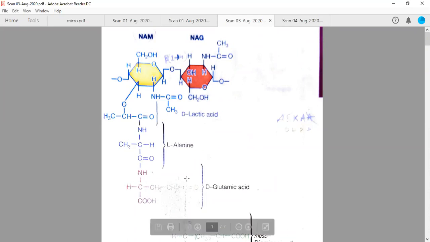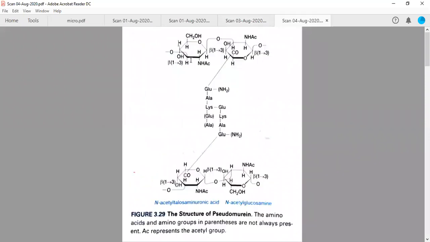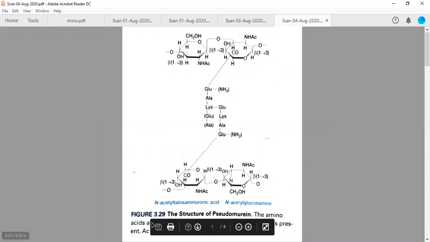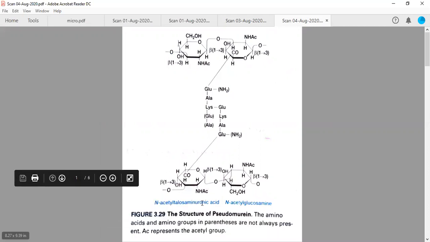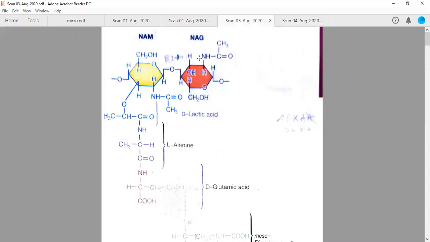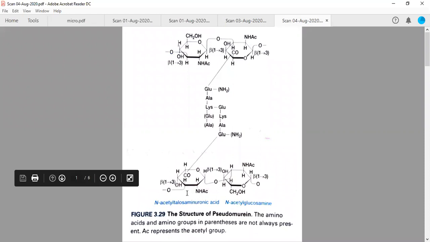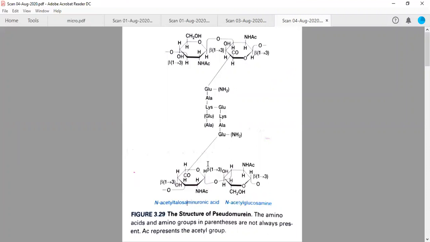And there are certain differences in amino acid sequence also. So here it is in archaebacteria. This is pseudomurein or pseudopeptidoglycan structure, found in archaea. First of all, there is N-acetyl talosamine uronic acid. There is no NAM, and this is NAG. This is very similar to what is found in the peptidoglycan cell wall. The only difference is it has N-acetyl talosamine uronic acid instead of N-acetyl muramic acid.